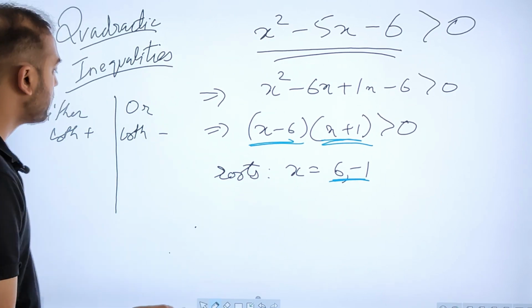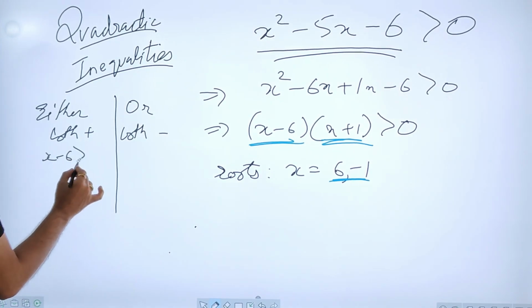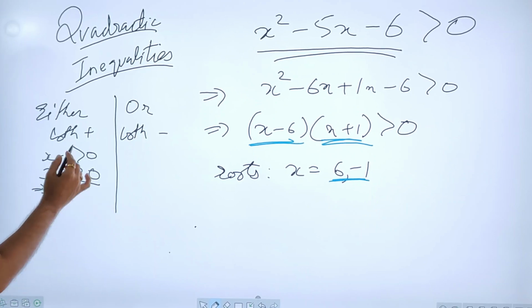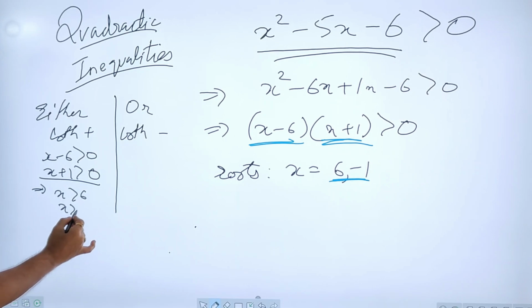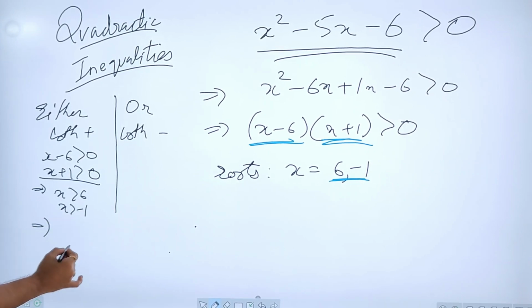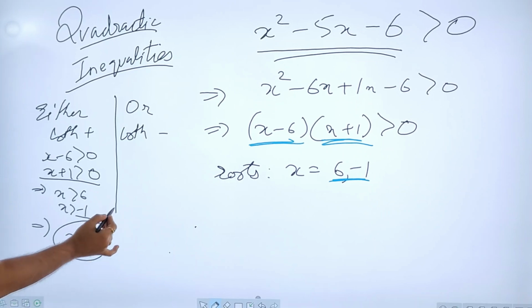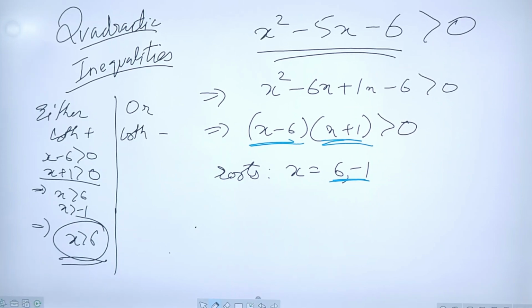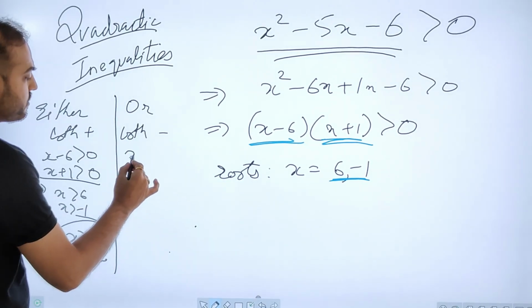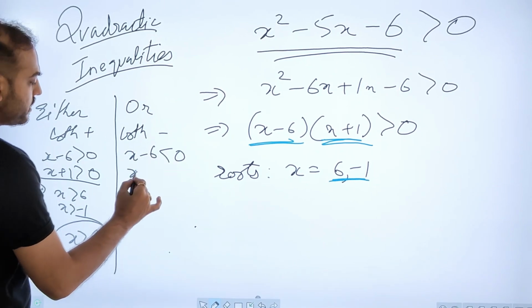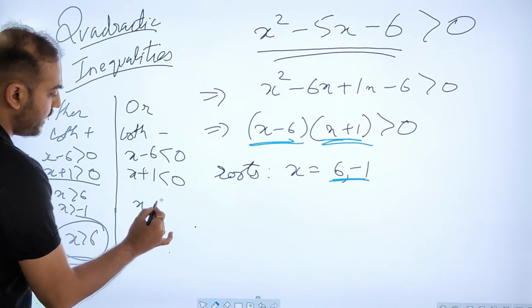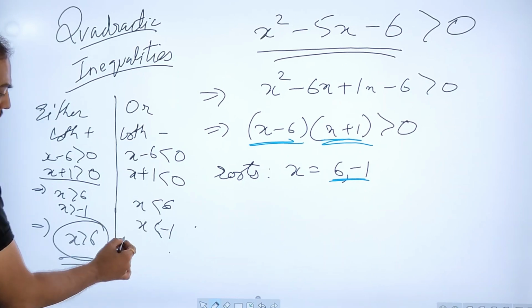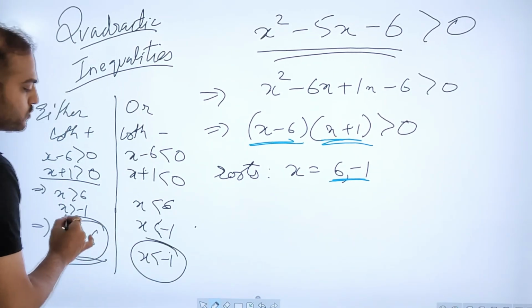gives you positive. So if both are positive, x minus 6 and x plus 1, if I combine, I know x is greater than 6 and x is greater than minus 1. The common answer here is x is greater than 6. Similarly, if both are negative, x minus 6 less than 0, x plus 1 less than 0, so x less than 6, x less than minus 1. Again, if I look at the common answer, x is less than minus 1.